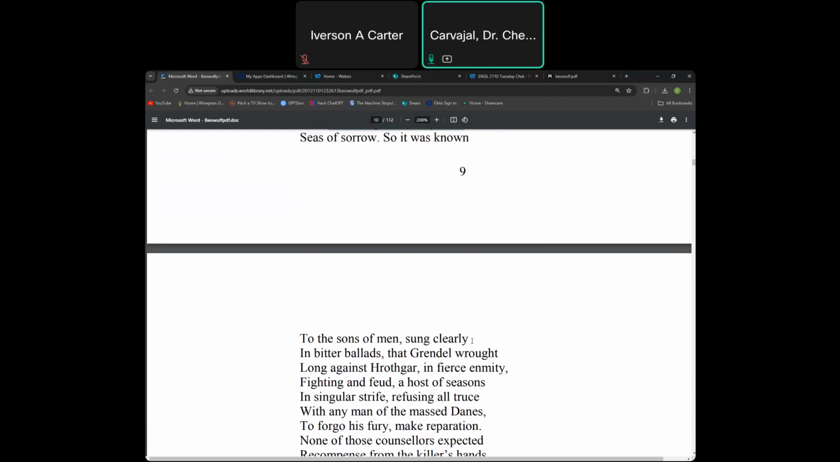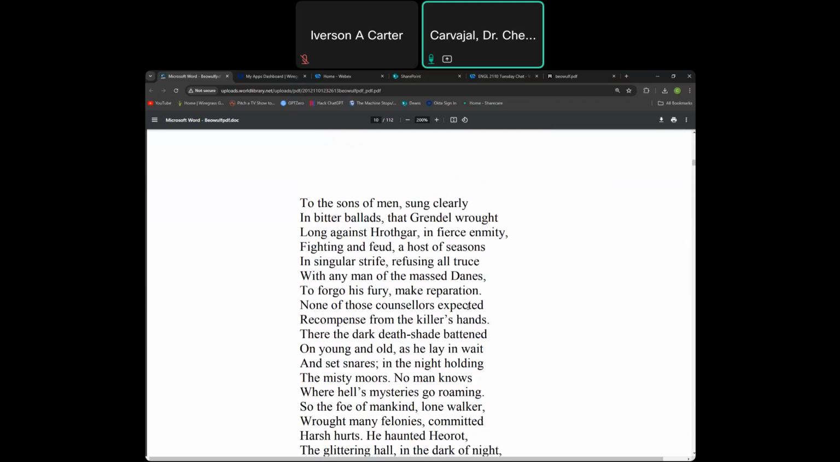So it was known to the sons of men, sung clearly in bitter ballads, that Grendel wrought long against Hrothgar. So for 12 years, they're being bombarded by these attacks from Grendel, and they can't do anything. The warriors can't fight him. They can't stop him. More warriors get killed. It's just bad. And so then far and wide, the bards, the singers who spread stories and bring news, start telling the tales of Daneland and Hrothgar, who's being attacked by this monster, okay?